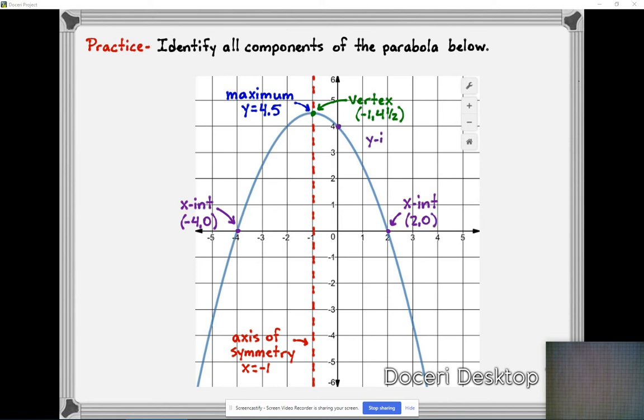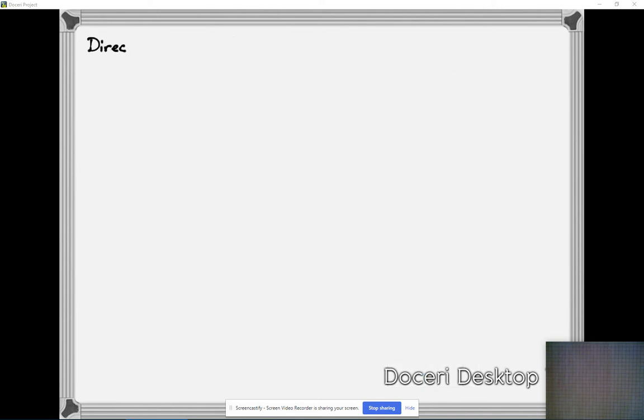And then the last thing is the y-intercept. The y-intercept is where the parabola crosses the y-axis, so that's up here. That coordinate is 0, 4. All right, so hopefully you got all those right. Pretty easy concepts, I think. It's just vocabulary and understanding how to write the answers. Again, x-intercepts, y-intercepts, and the vertex are all written as coordinates. The axis of symmetry is written as an x equals equation, and then the maximum or minimum is written as a y equals equation.